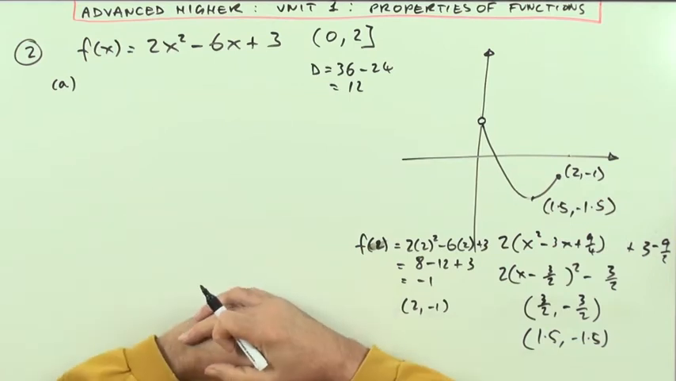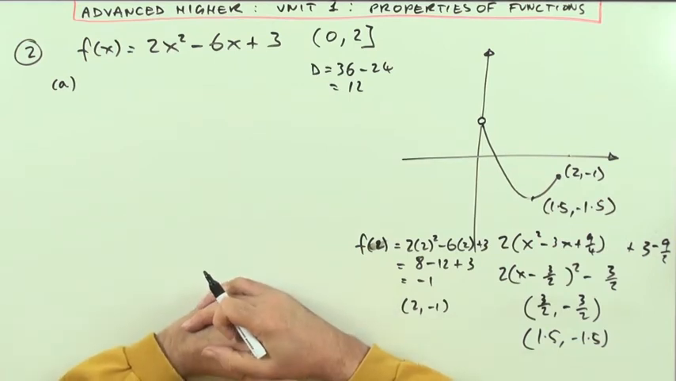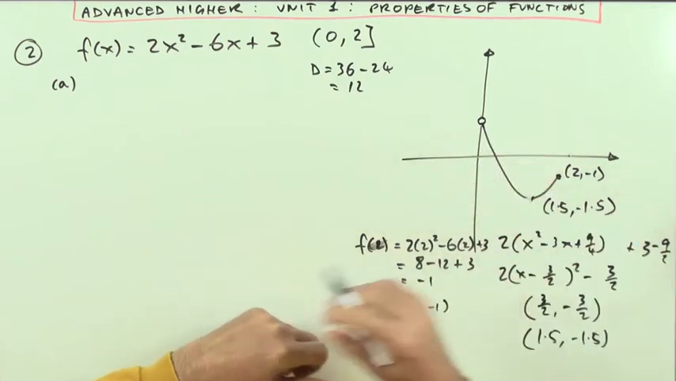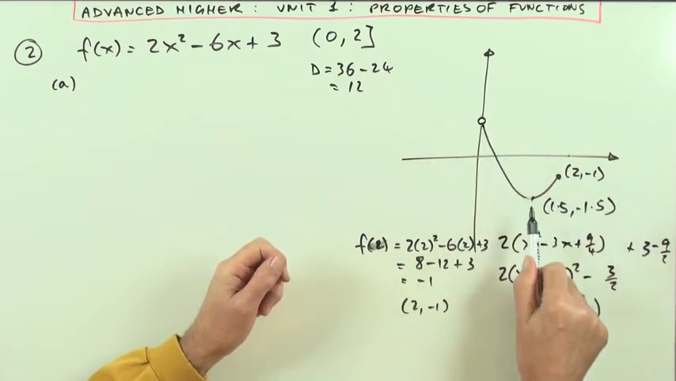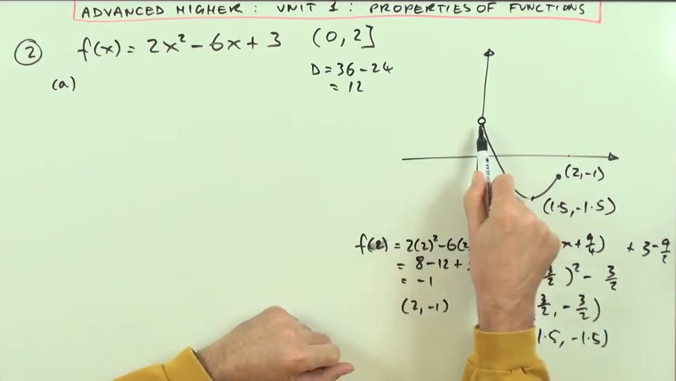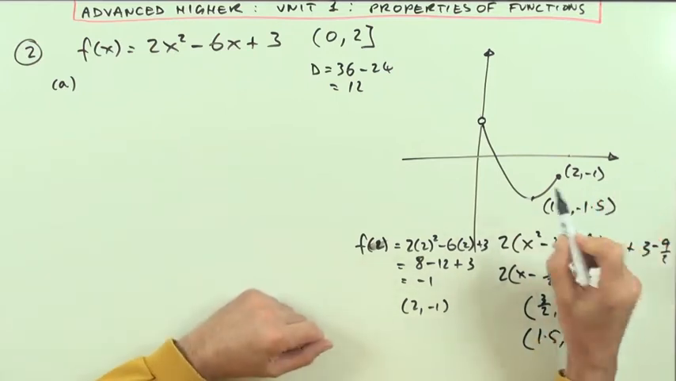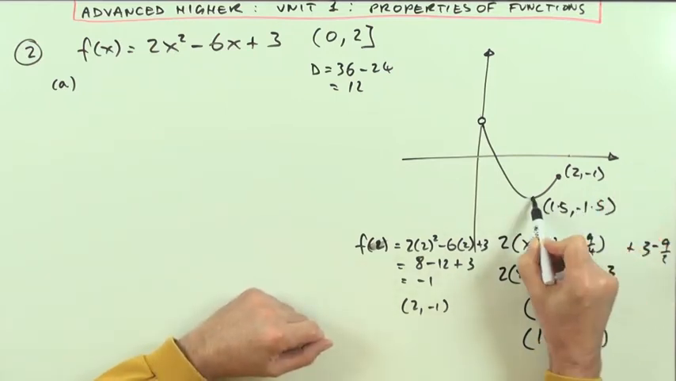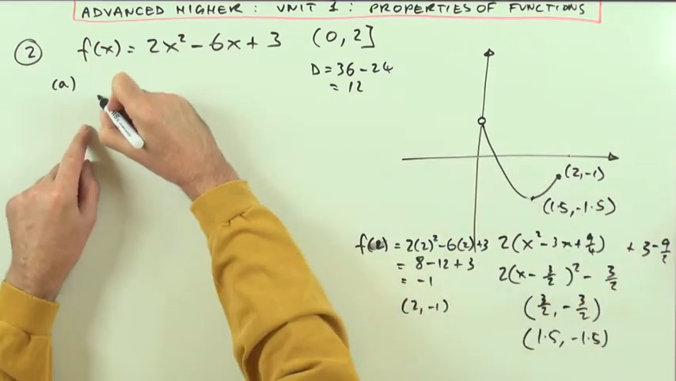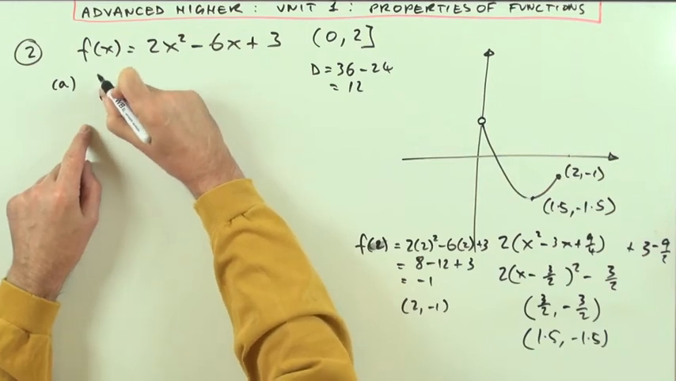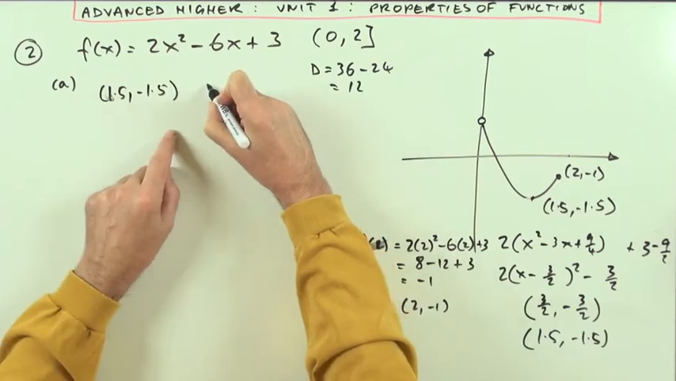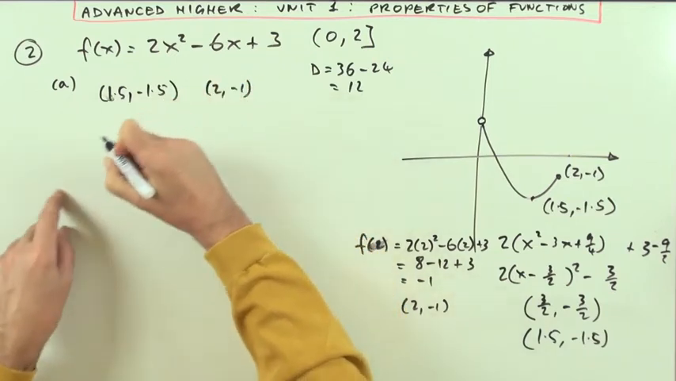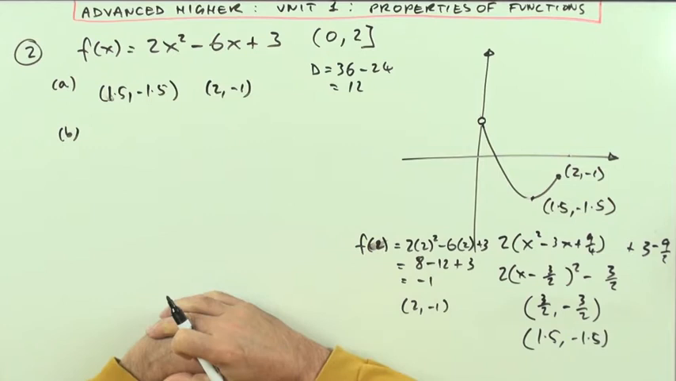Now I can say, what are the critical points? Well, the critical points are simply any point that's interesting as you move along the curve. And the only interesting points would be where you start, where you finish, where you turn. That would be interesting if it was there, but it's not there, so I can't mention it. So the only two points I've got of any interest are this turning point and this end point. So for the critical points, I'll put 1.5, negative 1.5, and 2, negative 1. That was the first part.